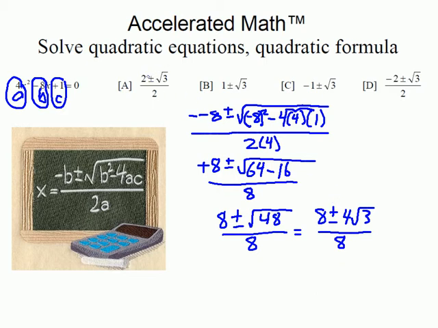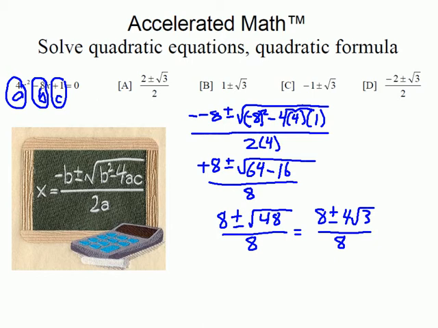Well, you'll notice that the answers up here have a plus or minus in it. That plus or minus really just means that there are two different answers. There's 8 plus 4 root 3 divided by 8, and there's 8 minus 4 root 3 divided by 8. So we're going to leave it like this because the multiple choice answers have it that way.